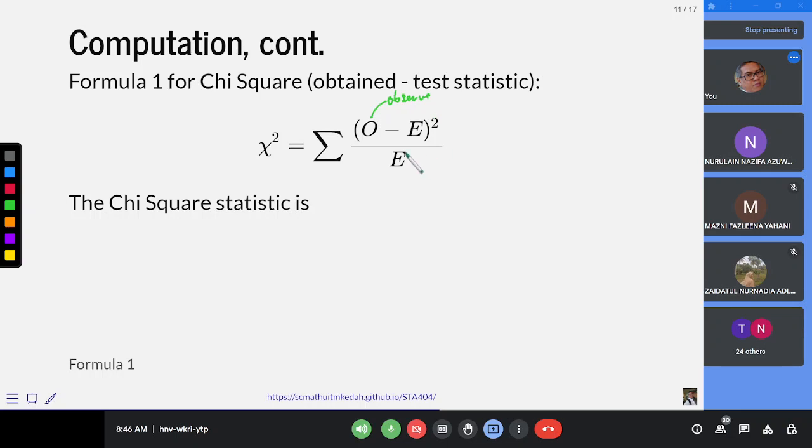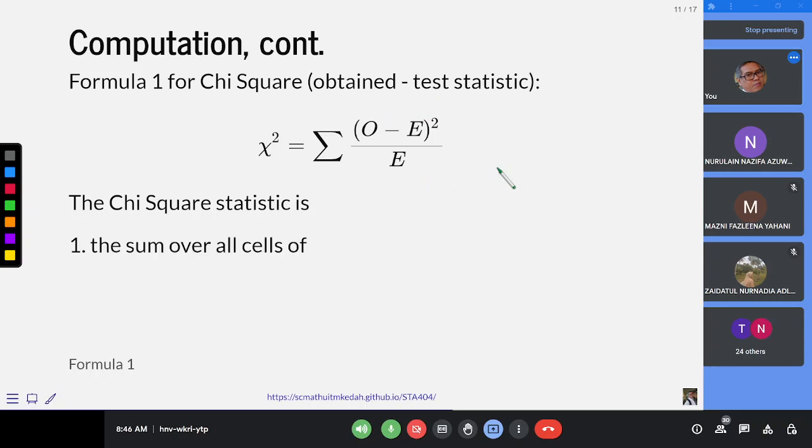So what is the observed frequency? The observed frequency is the frequency that you already have, which you record from your sample. It is already given. And E here refers to the expected frequency. In the next slide we're going to see how we can calculate the expected frequency. But first, we are looking for the chi-square test statistic. This is the formula that you can use to find it.